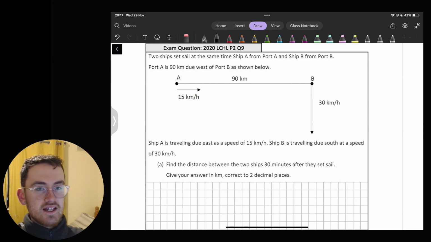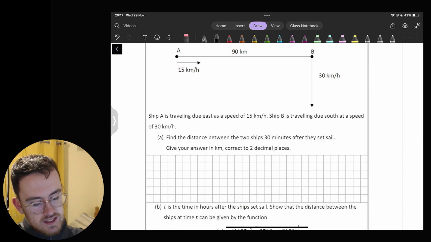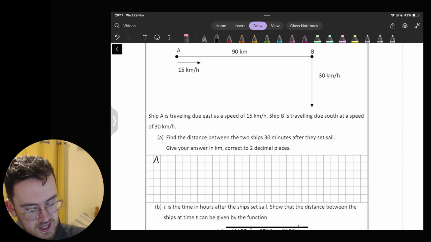Port A is 90 kilometers due west of port B as shown below. Ship A is traveling due east at a speed of 15 kilometers per hour. Ship B is traveling due south at a speed of 30 kilometers per hour. Find the distance between the two ships 30 minutes after they set sail. So let's focus on ship A first of all.